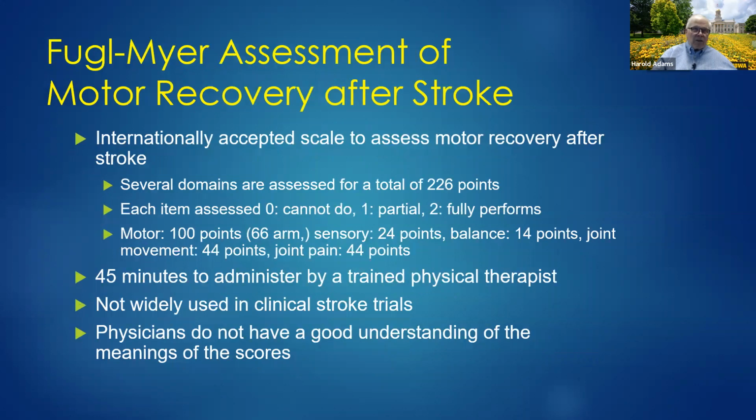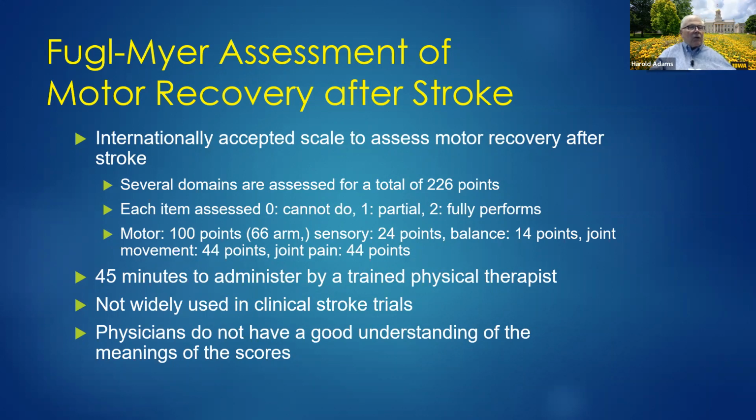An example of this is the Fugl-Meyer score. This has been accepted as a way to assess motor recovery. You'll notice that it has a wide range of scores to a total of 226. It provides a number of items. 0, it cannot do. 1, partially does. 2, fully performs. You can see it emphasizes motor, but sensory, balance, joint movement, and joint pain all count.